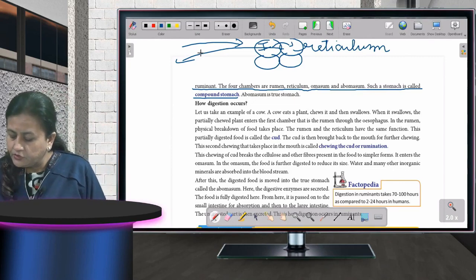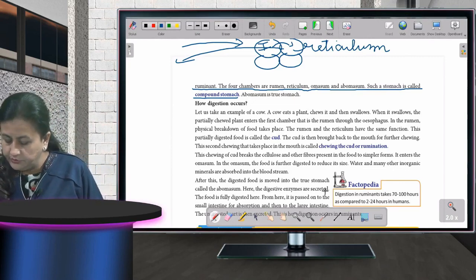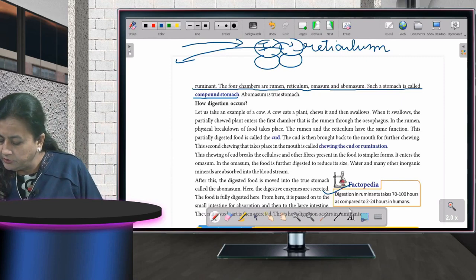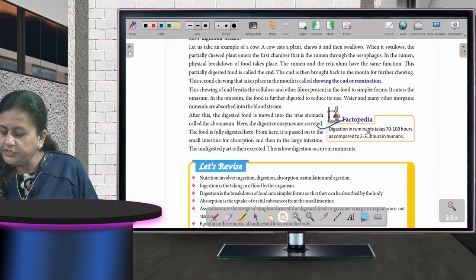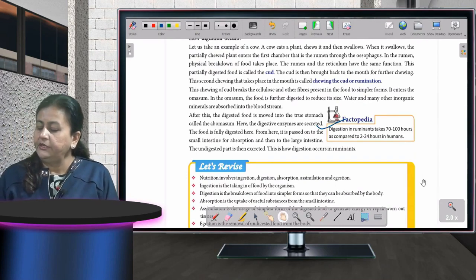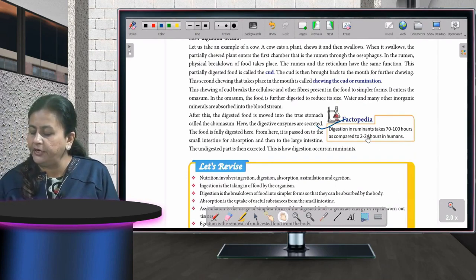Fine children. So digestion in ruminants, you can see here also, digestion in ruminants takes about 70 to 100 hours as compared to 2 to 24 hours in humans.